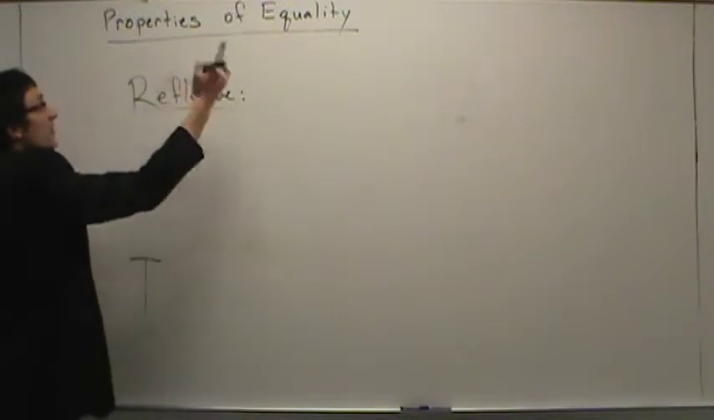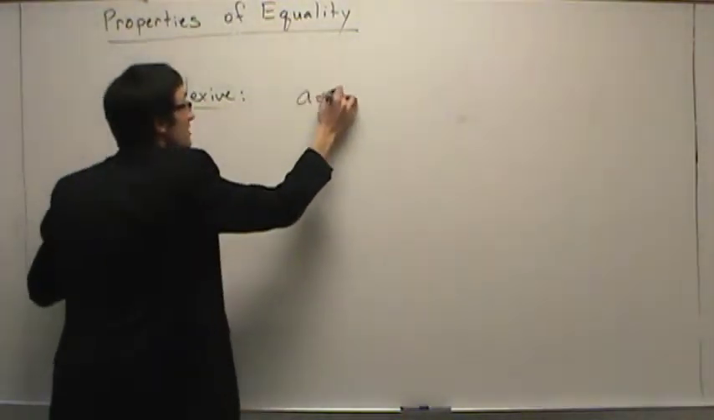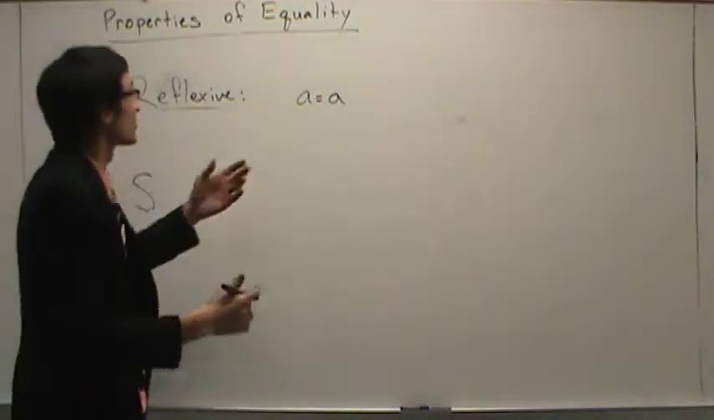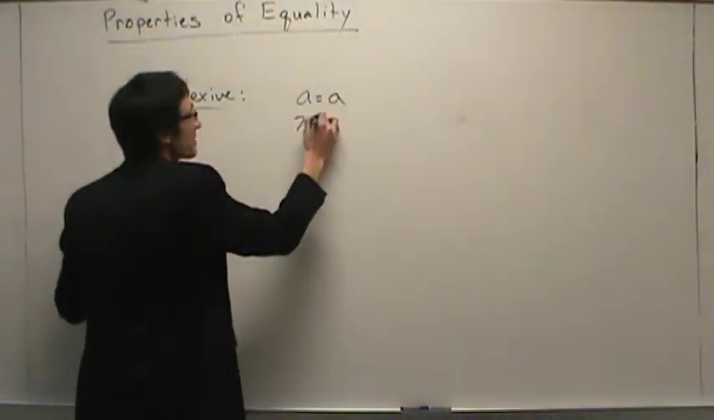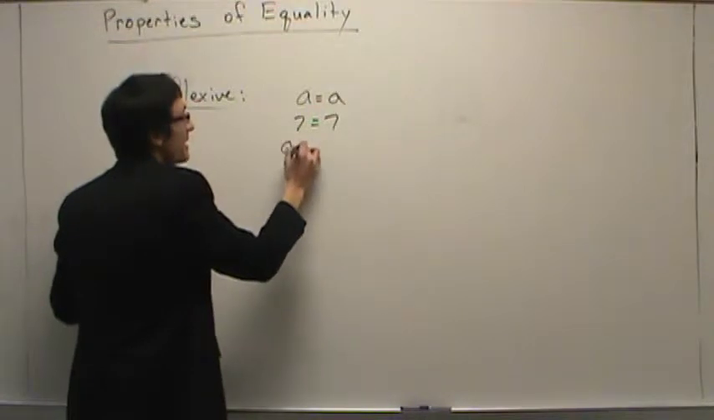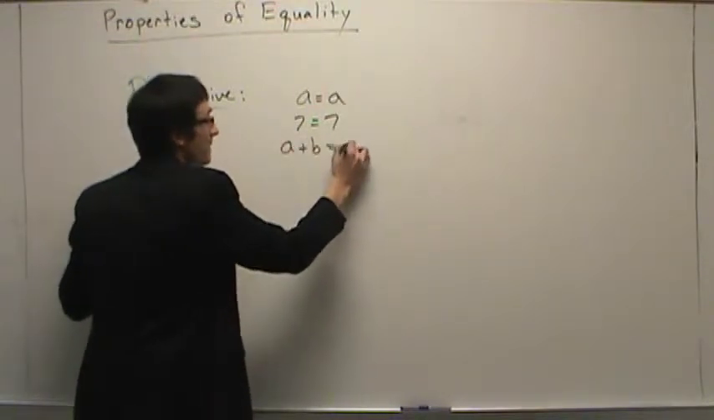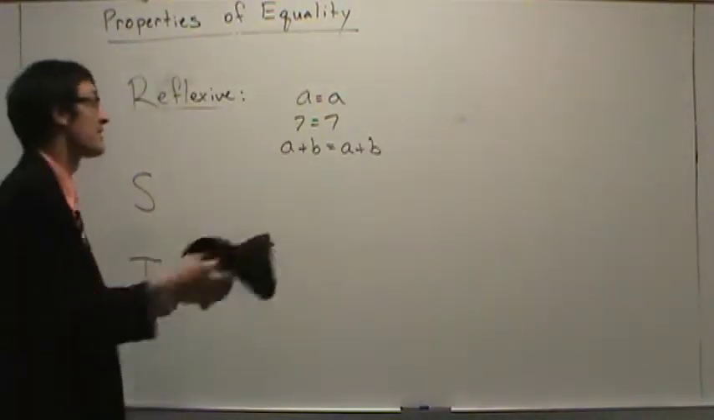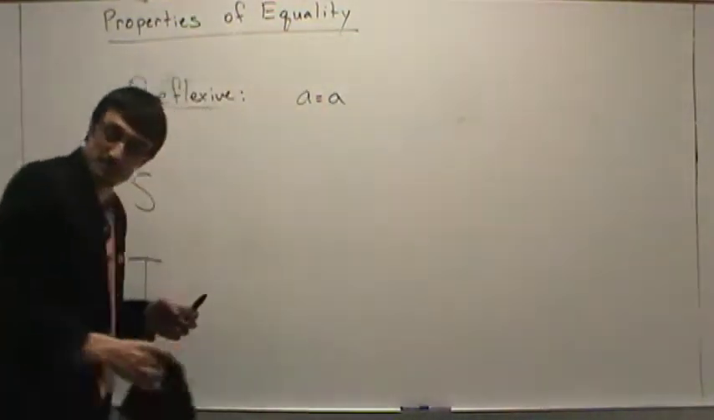Reflexive property of equality says that A is equal to itself. That's it. That makes sense. Something is equal to itself. So for instance, 7 is equal to 7. What else? Maybe A plus B is the same as A plus B. So something is equal to itself. Very simple. Intuitively obvious. Next property.